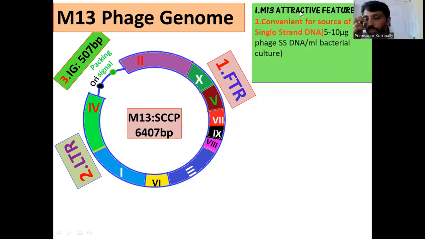And also, more importantly, it can produce 5 to 10 microgram of single strand phage DNA for 1 ml of bacterial culture. When you transfect the bacteria with this M13, with 1 ml of culture, you can get 10 microgram of the single strand DNA. And it is easy to isolate also.